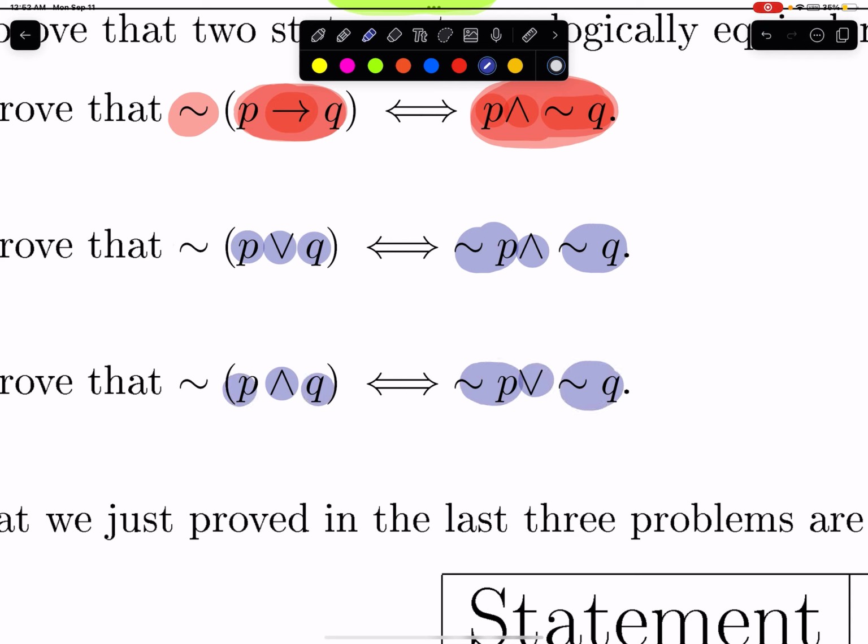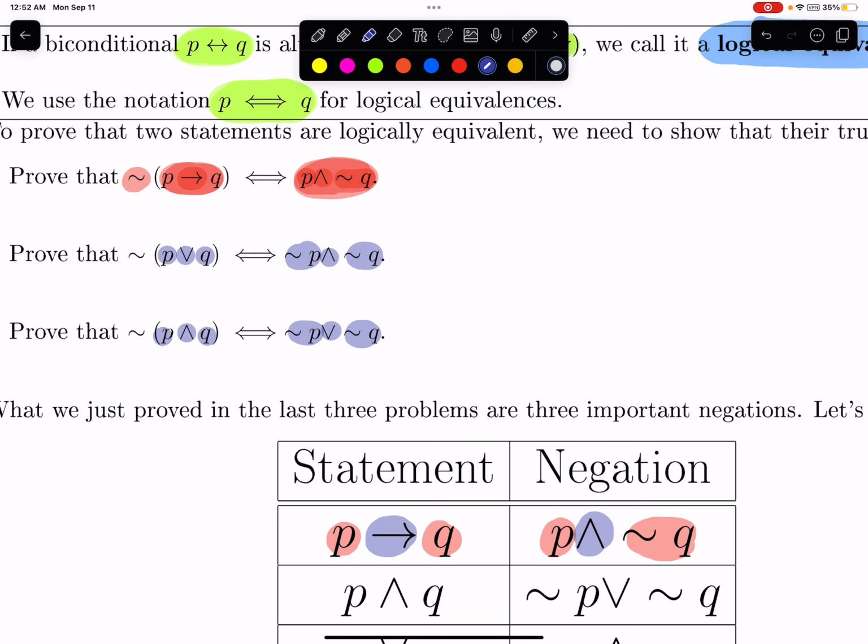Doesn't that look familiar to you? That should look familiar to you. This part right here, these two statements together, are called De Morgan's laws. And since we're talking about logic, this is De Morgan's laws for logic.